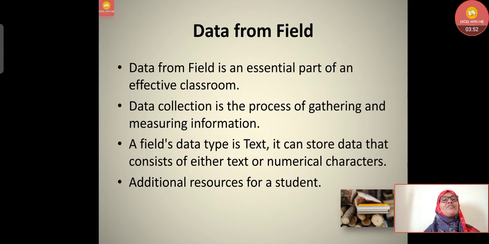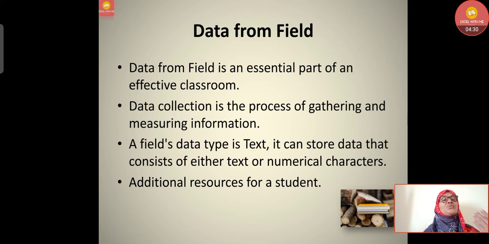Now, what is data from field? Data from field is an essential part of an effective classroom. Whatever data the students collect when they go outside in the field, that is data collection, the process of gathering and measuring information. For example, the students will go to a botanical garden. If the students note down the things which they have seen, then that information will be in their mind forever. A field's data type is text. It can store data that consists of either text or numerical characters also.